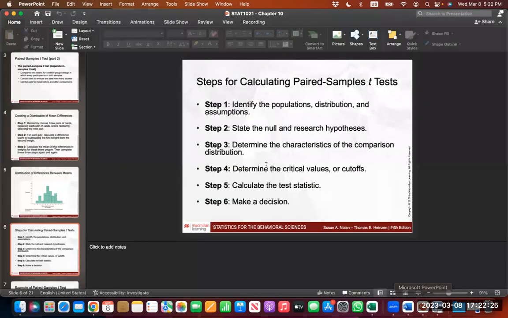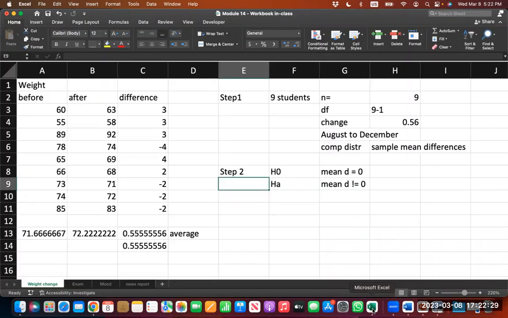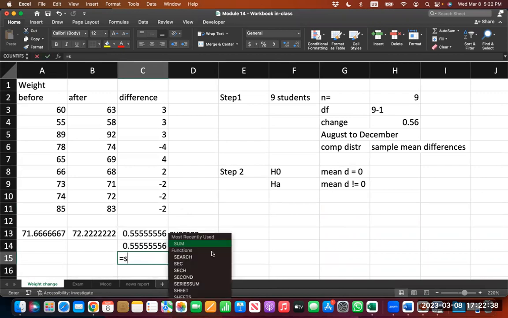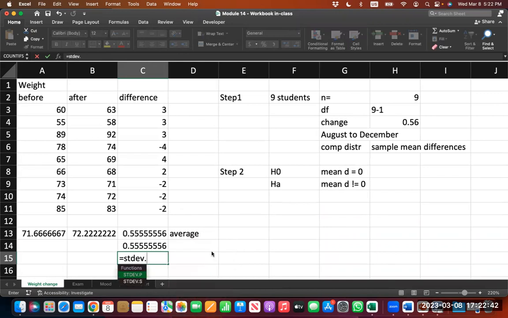What are we doing next? We determine the characteristic of the comparison distribution. So we have started doing that already. So we have calculated our average. And now next we want our standard deviation. So we want to know how this distributes. So we have now a variation of 3 pounds around our mean of 0.56.